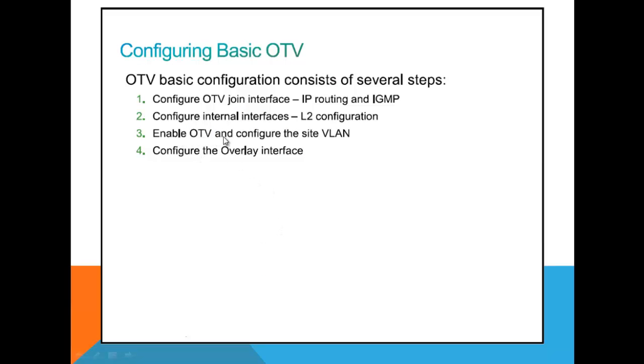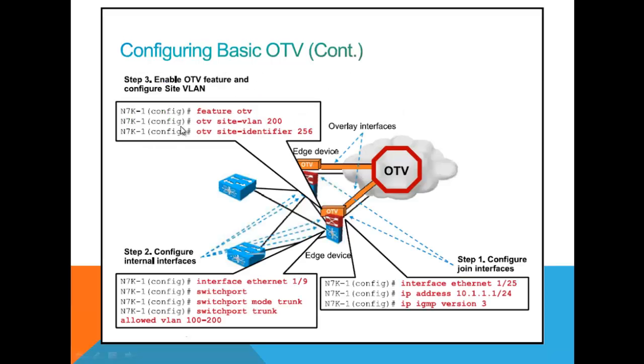Enable OTV and configure site VLANs. What is site VLAN? The VLAN that is dedicated for synchronization between two edge devices. So let's see how to do it. Feature OTV, that enables OTV. OTV site VLAN 200, which means it dedicates VLAN number 200 for OTV alone, meaning edge device synchronization.